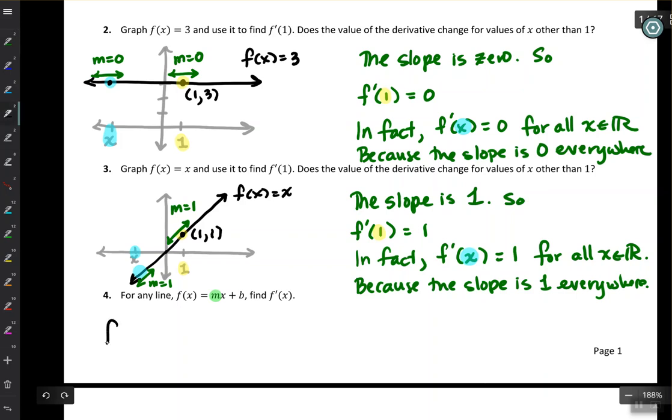Right? For any line, f of x equals mx plus b, what's f prime of x going to be? F prime of x is going to be m, no matter where you are in the domain. And that's true for all x's.